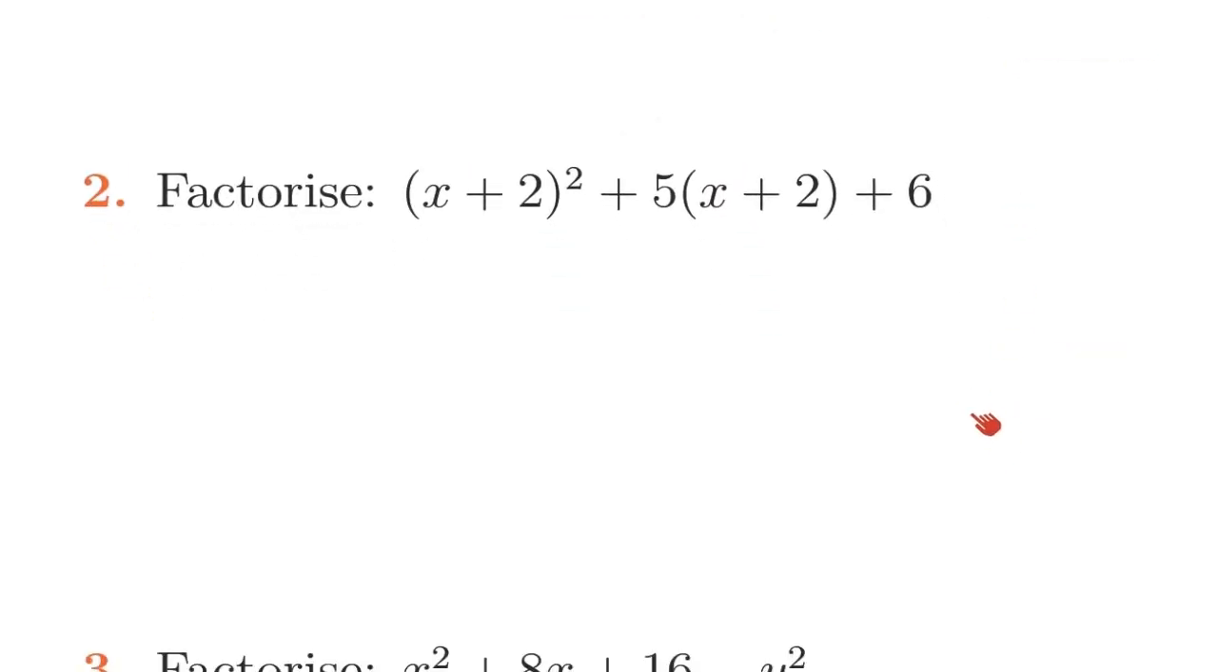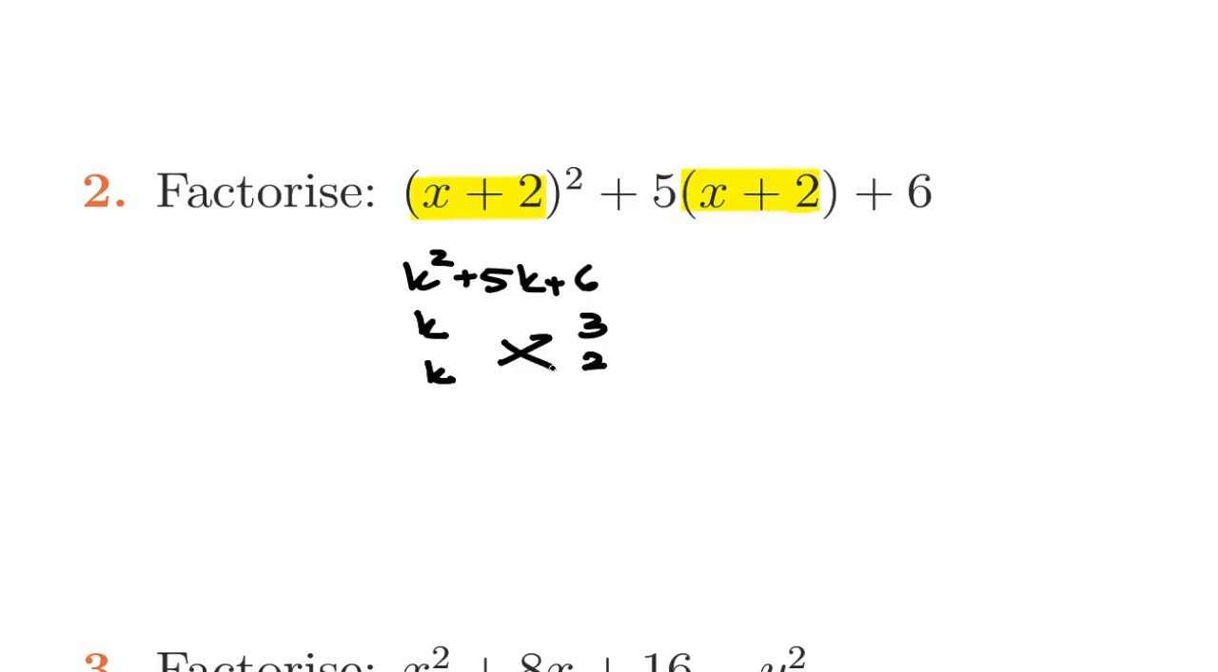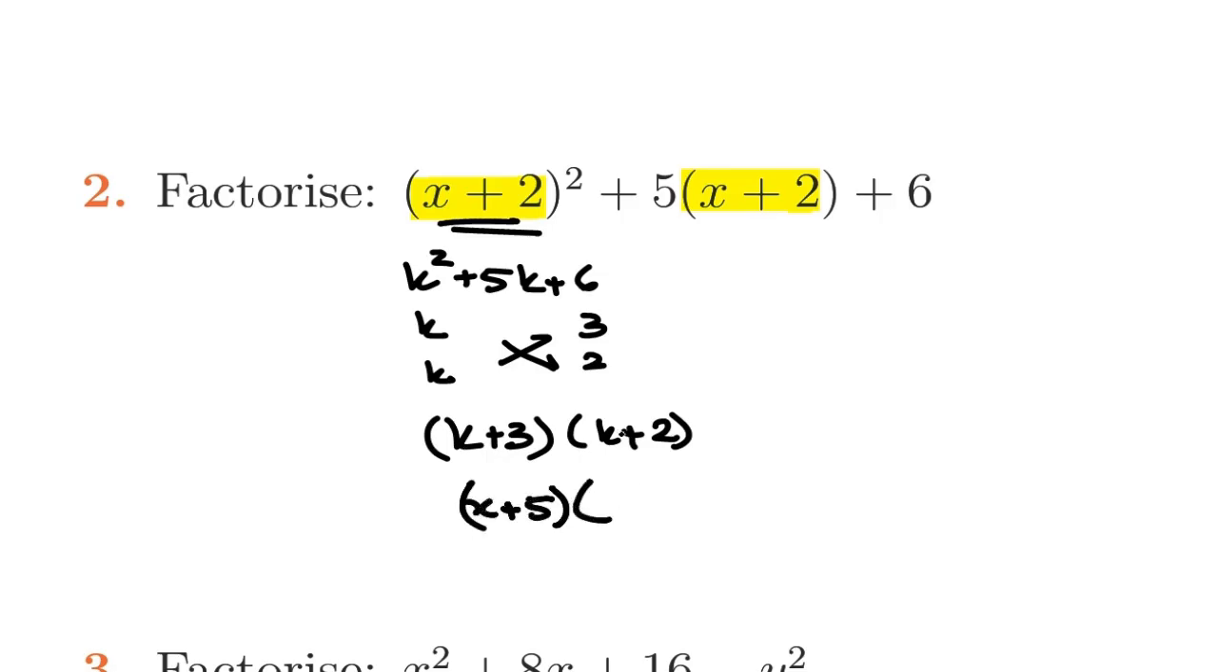Our second question says factorize this. Let's call this k. K squared plus 5k plus 6. It's the same as the previous one. This is k and this is k. 3 times 2. We multiplied diagonally and added, it made 5k, that's correct. So it's k plus 3 and k plus 2. When you write x plus 2 instead of k, x plus 2 plus 3 is x plus 5, and x plus 2 plus 2 is x plus 4. All right? That was our answer.